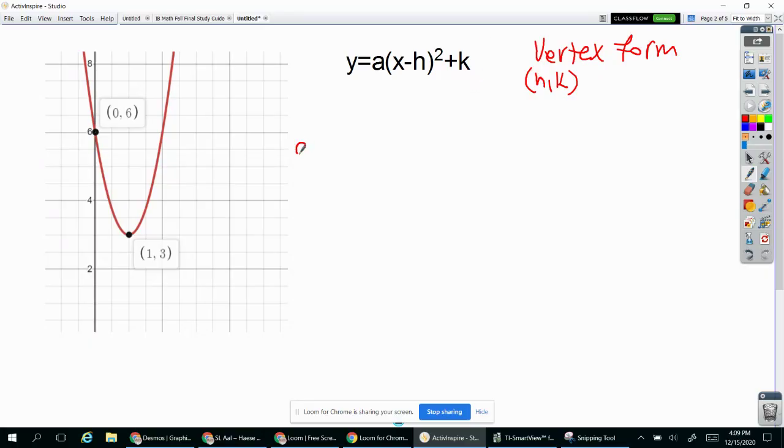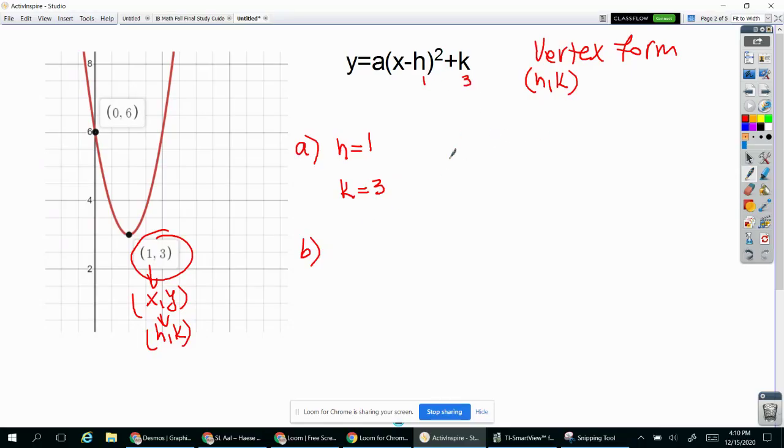Let's say our first question was asking what h and k are in this problem. Let's look at our graph. We see that the vertex is (1, 3). So 1 is our x-coordinate, in this case h. If you think of it as (x, y), you can also think of it as (h, k). So our h is our x-coordinate, which is 1, and our k is our y-coordinate, which is 3. So now we have that information: this will be 1 and this will be 3.